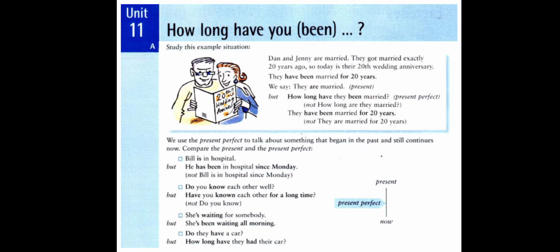Not how long are they married. We don't say how long are they married, because are they married is used for present, so we don't ask by using how long. They have been married for 20 years. Here it is present perfect but in the passive. Present perfect simple but in the passive. That's why we have married here in the past participle.